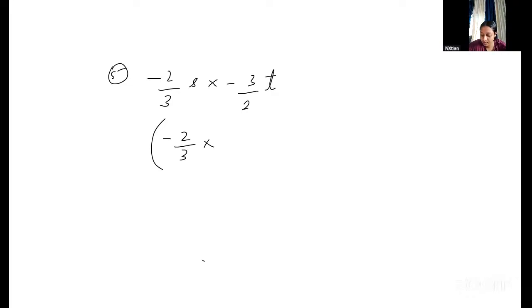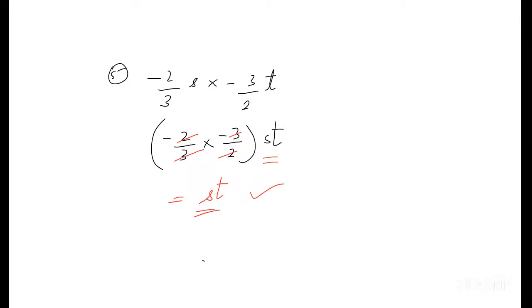2 upon 3 into minus 3 upon 2. Outside I will take the variables st. Now I will cancel 2 with 2 and 3 with 3. Minus minus cancels and becomes plus. What is the answer? Answer is st. Only st. Why? Because all the other numbers that I had were cancelled, so I was left with 1. And we know that 1 is not actually considered. So like this, the answer can also come in only variables.